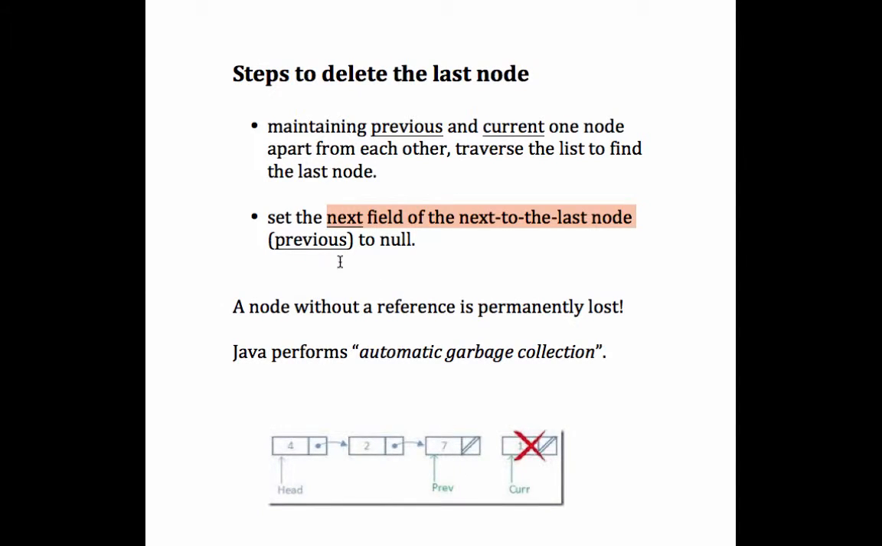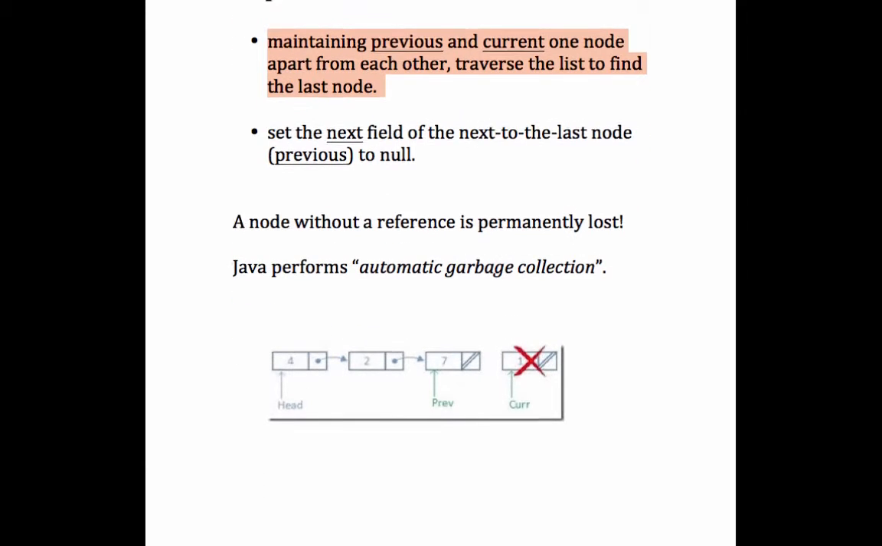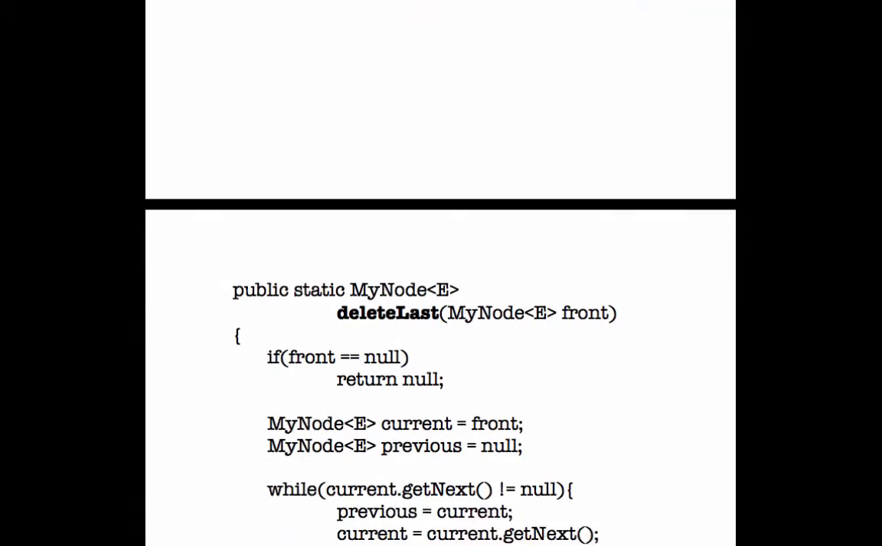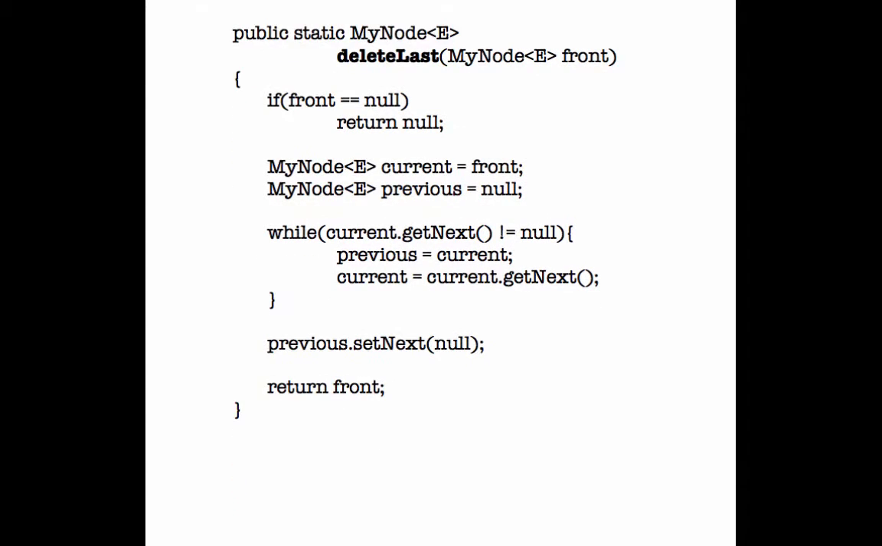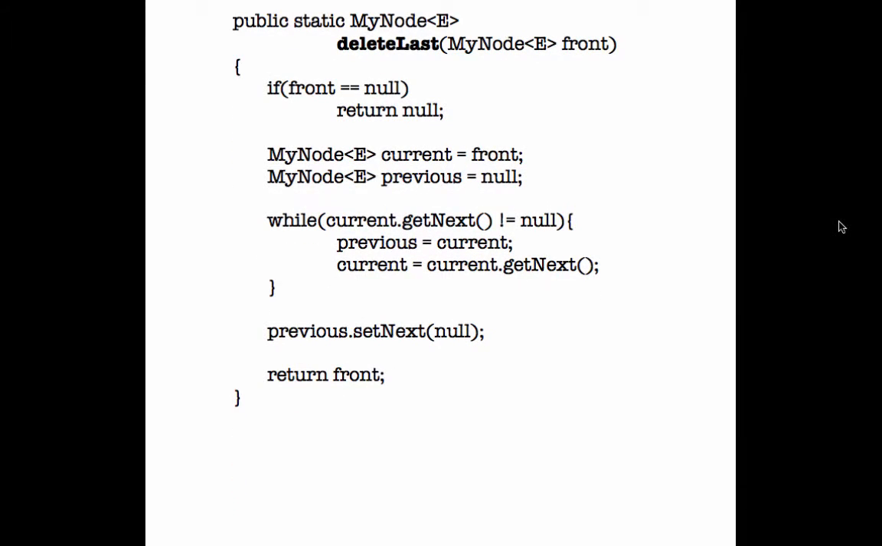But that's very easy to do because we're using this external reference called previous, as you can see in the picture, that will refer to the next to the last node. So this is a very simple statement. So the most challenging aspect of deleting the last node is indeed finding the last node on the list and using the two external references. So let me show you one version of a method that will delete the last node. Again, there are different ways of writing the same thing. You could write a method that returns void. In this case, I'm returning the front of the list.